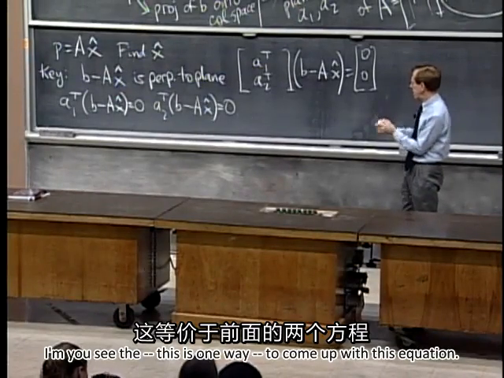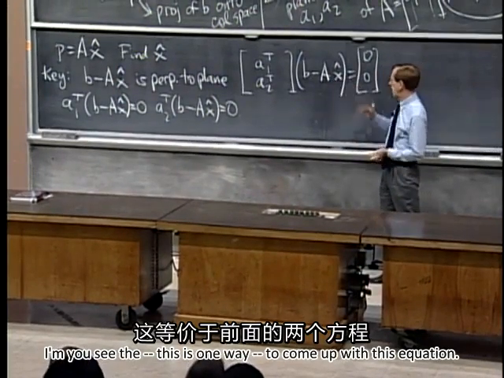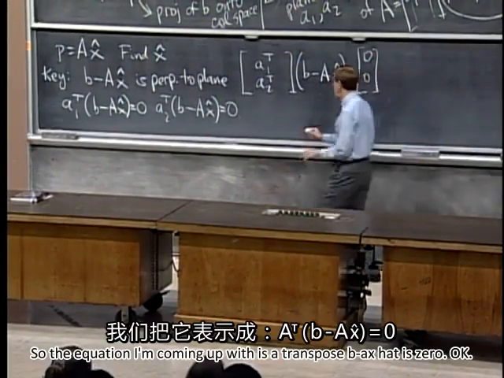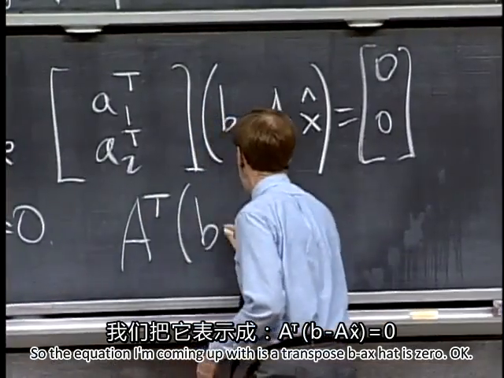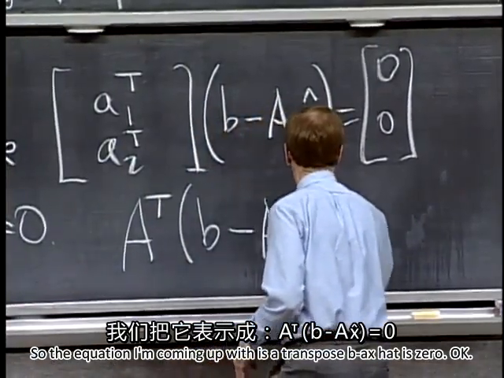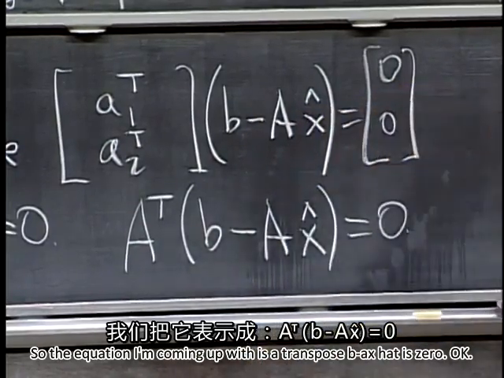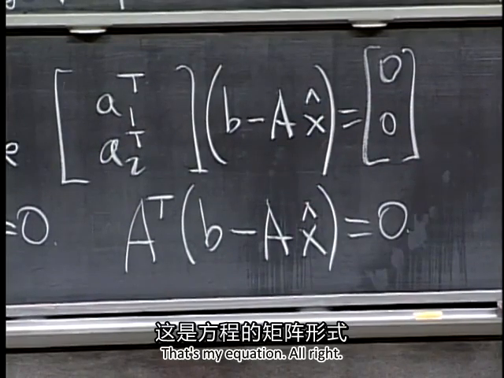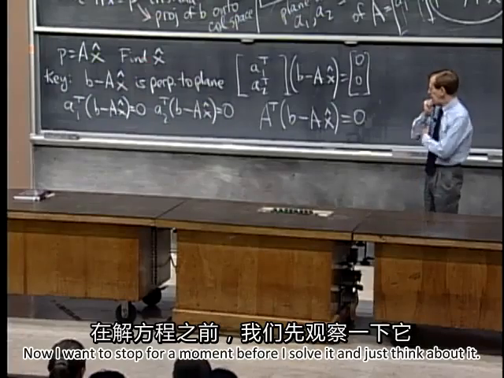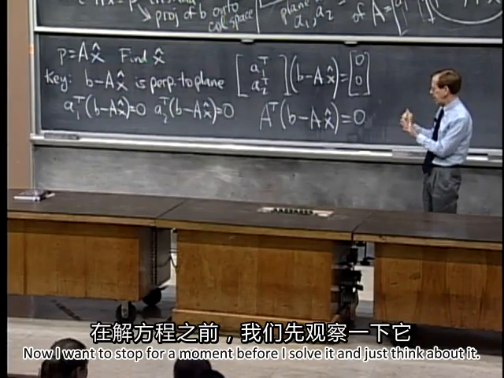You see that this is one way to come up with this equation. So the equation I'm coming up with is A transpose (B minus A x hat) is 0. That's my equation. All right. Now, I want to stop for a moment before I solve it and just think about it.